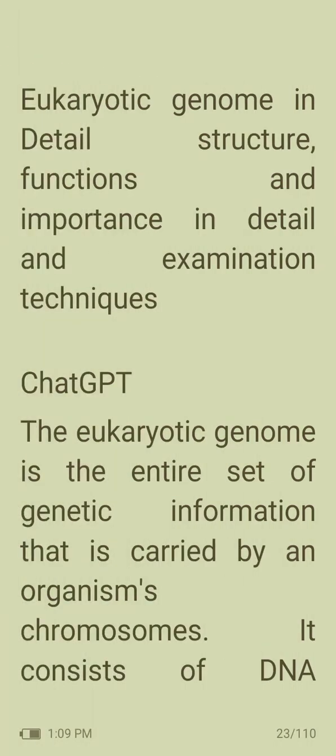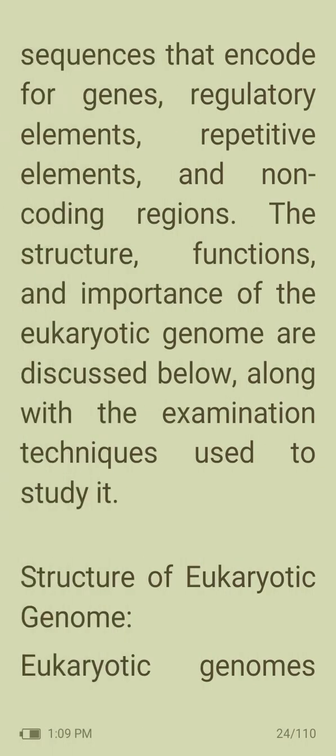Eukaryotic genomes in detail: structure, function and importance. The eukaryotic genome is the entire set of genetic information that is carried by an organism's chromosomes. It consists of DNA sequences that encode genes, regulatory elements, repetitive elements and non-coding regions. The structure, functions and importance of the eukaryotic genome are discussed below along with the examination techniques used to study it.